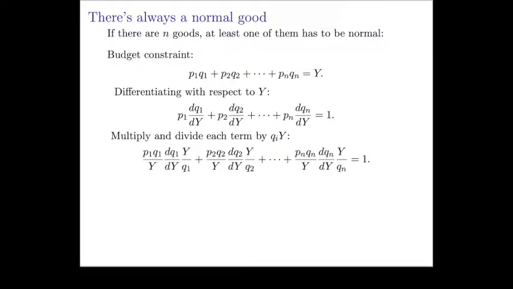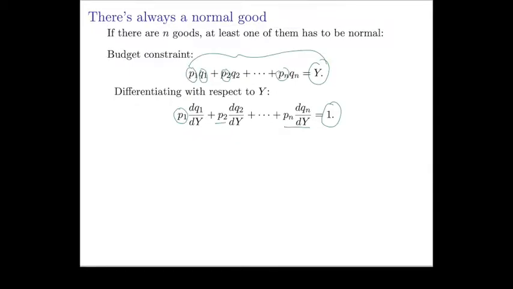Now we're going to do a little bit of algebraic manipulation. What are we going to do? We're going to divide and multiply each of these terms by the quantity times income. So look at this term right here: P1 dq1 divided by dy. We're going to divide and multiply this by q1 y. Of course, q1 y divided by q1 y is just 1.